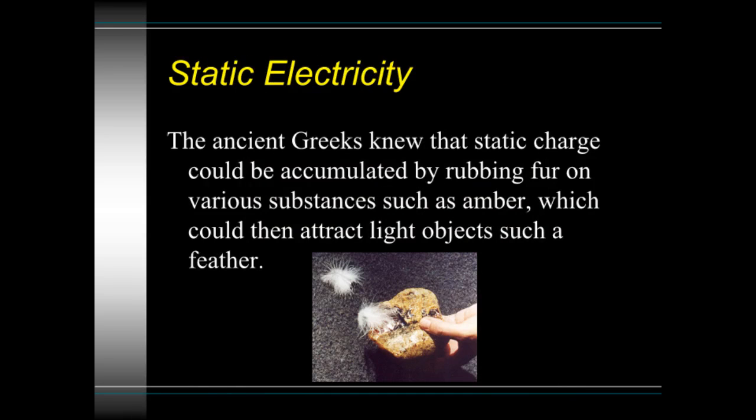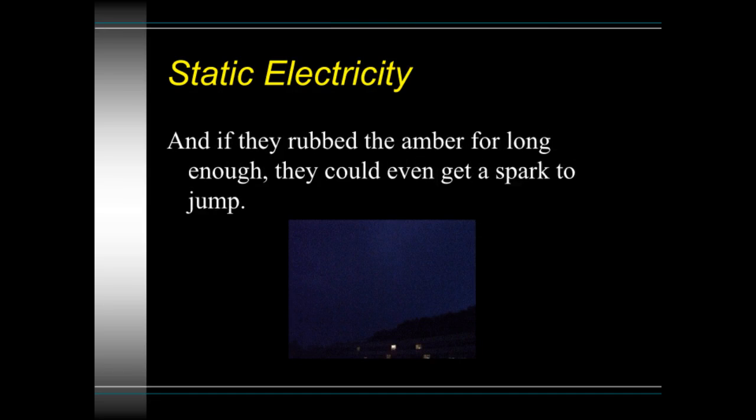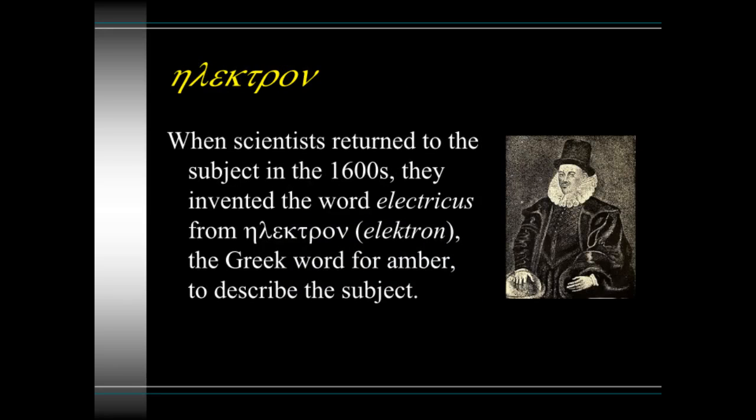The ancient Greeks knew that static charge could be accumulated by rubbing fur on various substances such as amber, which could then attract light objects such as a feather. And if they rubbed the amber for long enough, they could even get a spark to jump. This is called static electricity. The word electron came from the Greek word which means amber.